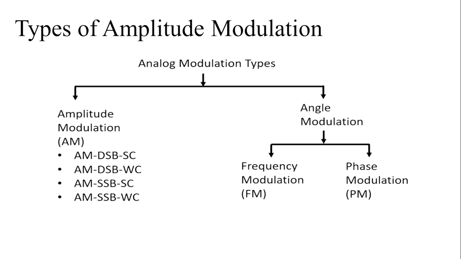Next we go to the types of amplitude modulation. Analog modulation is basically classified into amplitude modulation and angle modulation. Amplitude modulation can be classified into AM DSB-SC, AM DSB-WC, and AM SSB-SC. That is double sideband suppressed carrier, double sideband wide carrier, and single sideband suppressed carrier. Angle modulation is basically classified into two types: frequency modulation and phase modulation.